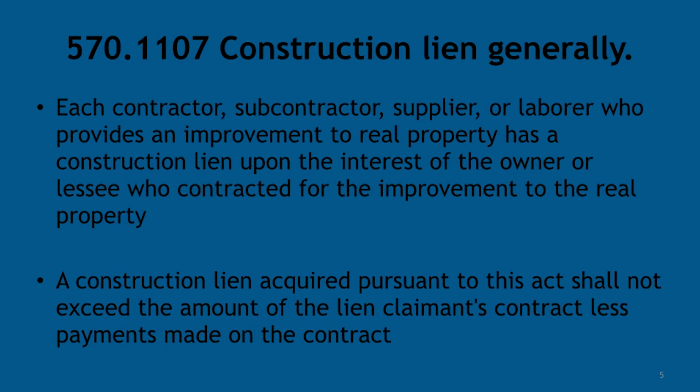We take a look at bullet point number 2. It's a construction lien acquired pursuant to this act. It shall not exceed the amount of the lien claimant's contract, less payments made on the contract. What does that mean? You can only claim what you're owed on the contract, minus what you've already been paid. You can't claim above and beyond it.